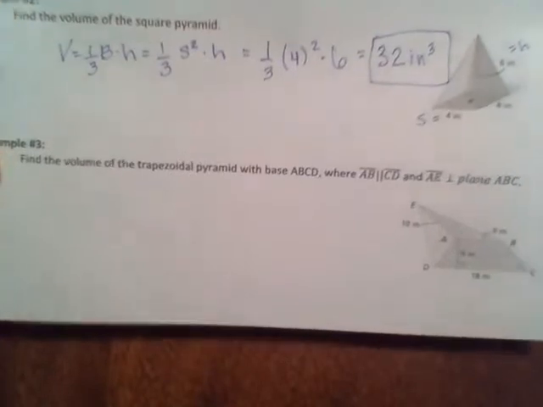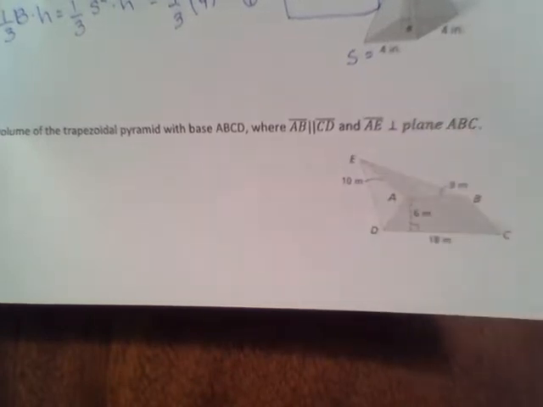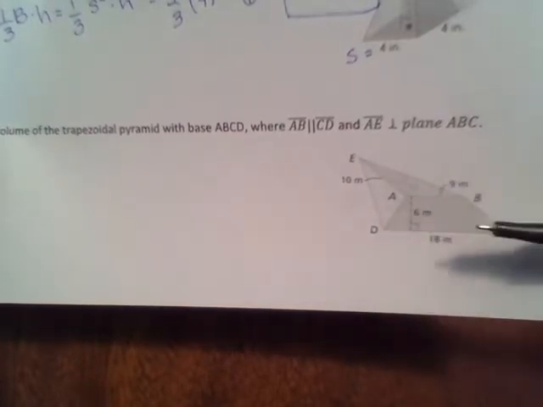So moving on to example 3. We are now going to find the volume of a trapezoidal pyramid. So again, that just means that it has a trapezoid as its base, and then all of the side faces are triangles coming to this point at E. The base is ABCD, so that's this one here. AB and CD are parallel because otherwise it would not be a trapezoid. And then it says that AE is perpendicular to plane ABC. So AE is perpendicular to the base.